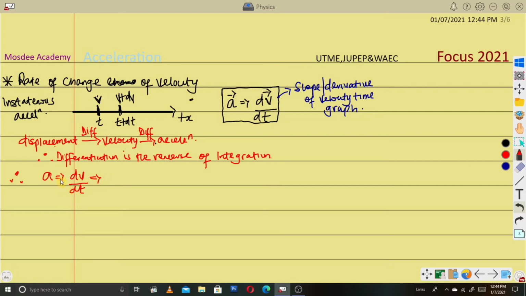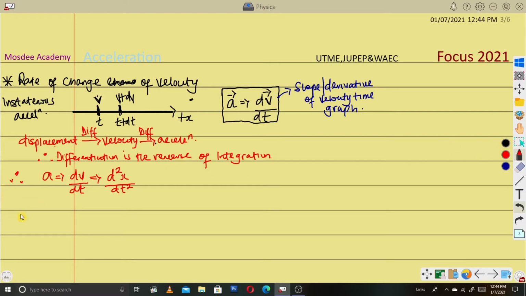So acceleration can be expressed as a function of the velocity time graph, and I can also write it as a function of double differentiation, which we call d square x over dt square. That is, if I differentiate the displacement time graph twice, I'm going to have acceleration.